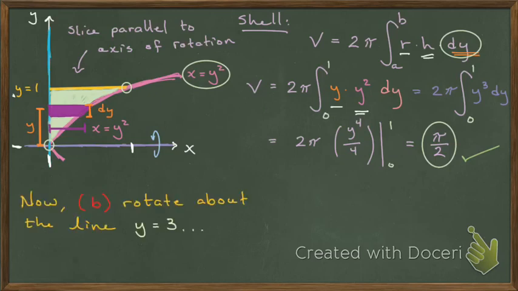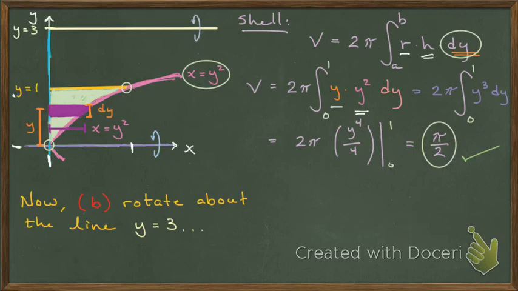Now, part B, I'm going to try to rotate the same region, but about the line y equals 3. So if you want to pause and make sure you have everything written down, that's good, because I'm going to erase some things here. I'm going to keep a very similar picture, but erase a bit and put my new axis of rotation up there as y equals 3. My scale's a little off here, but I think you get the idea. So I'm rotating the same region around y equals 3.